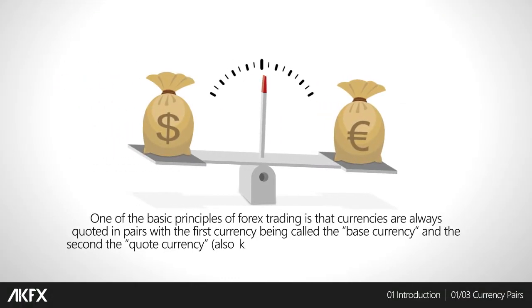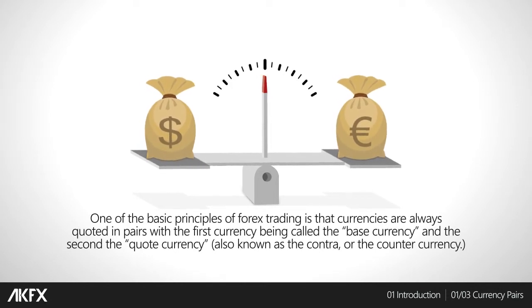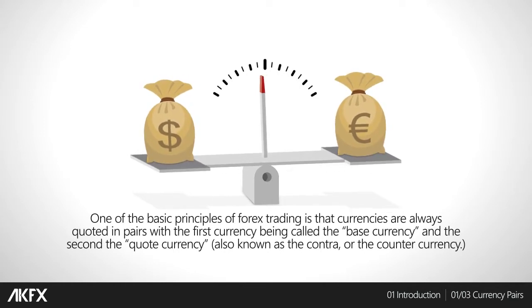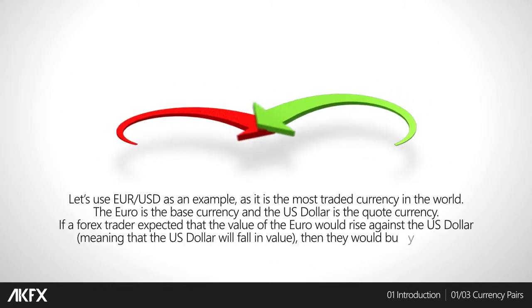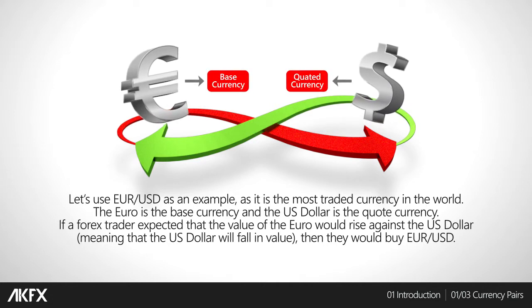One of the basic principles in Forex trading is that currencies are always quoted in pairs, with the first currency being called the base currency and the second the quote currency, also known as the contra or the counter currency. Let's use euro dollar as an example, as it's the most traded currency in the world. The euro is the base currency and the dollar is the quote currency.